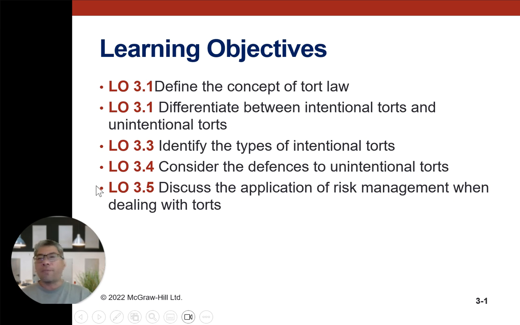There are five learning objectives. The first one is to define the concept of tort law. Number two is to differentiate between intentional tort and unintentional tort. Number three is to identify the types of intentional tort. Number four, consider the defense of unintentional torts. Number five, discuss the application of risk management when dealing with torts.